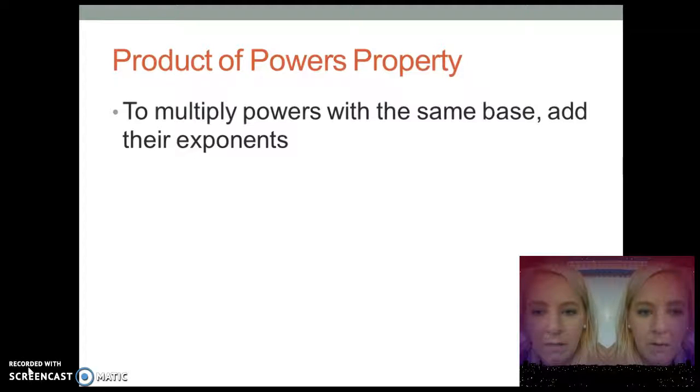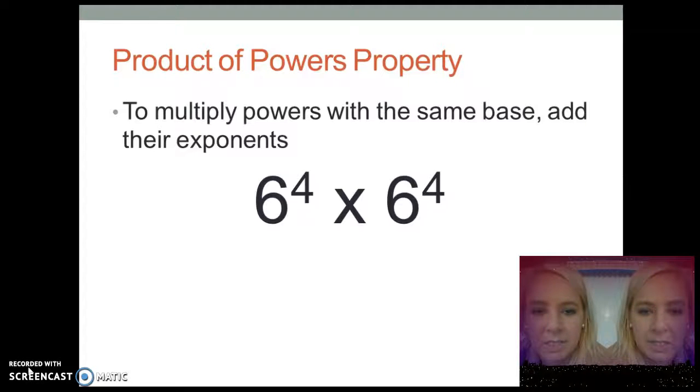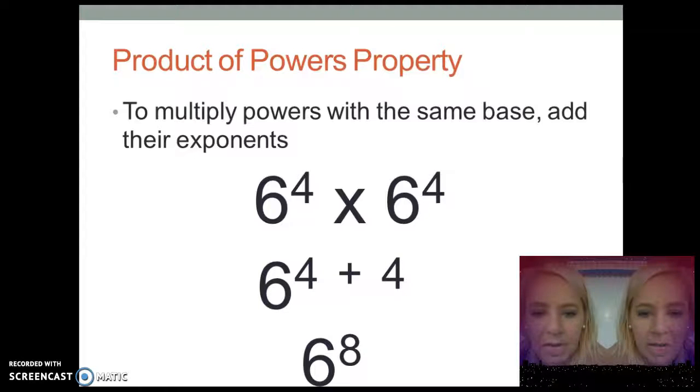You've already had background knowledge on what a base is when talking about exponents. In this example here, 6 to the 4th times 6 to the 4th, the base is 6. As long as the base is the same, you can add your exponents. So if I add my exponents, 4 plus 4, my answer would be 6 to the 8th. My base stays the same. That does not change.